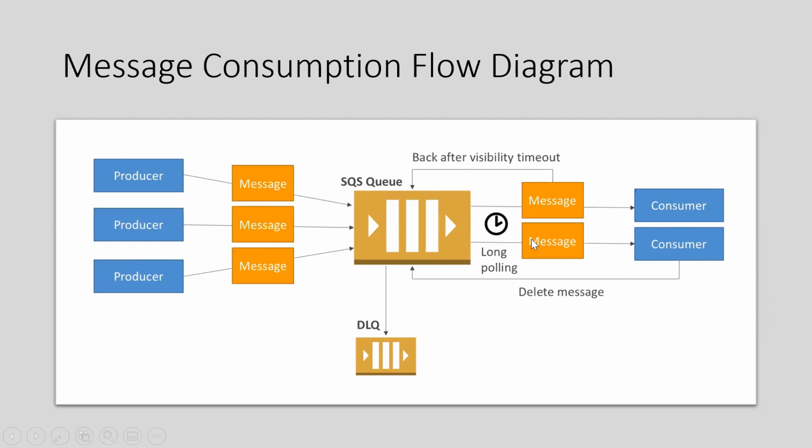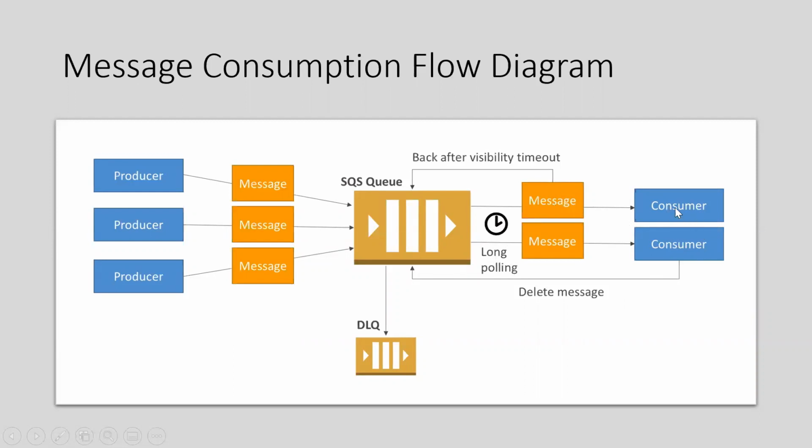Here the consumer is polling for the messages, and if there is a delay of some seconds, you will get the message after that time, and long polling will get to know that all the messages have been delivered, and it will deliver them to the consumer. Once the consumer received and processed the message, it can go ahead and delete the message.